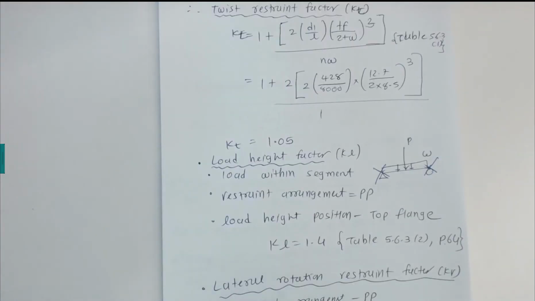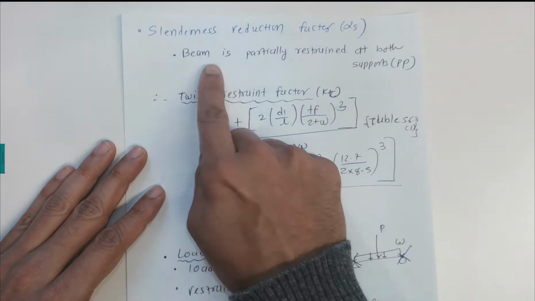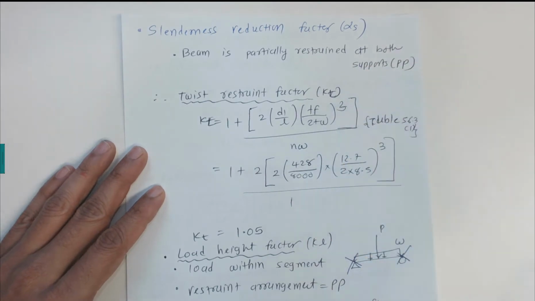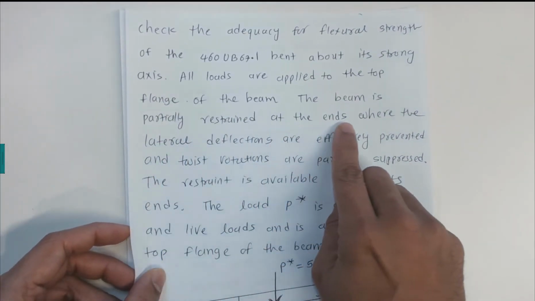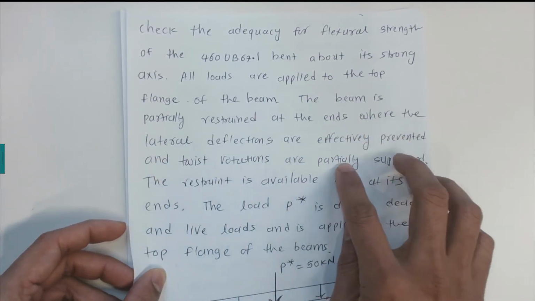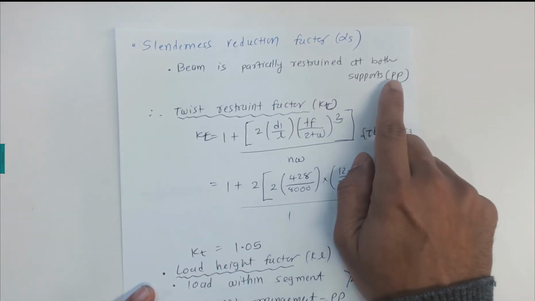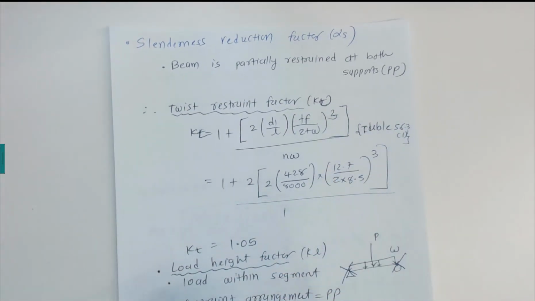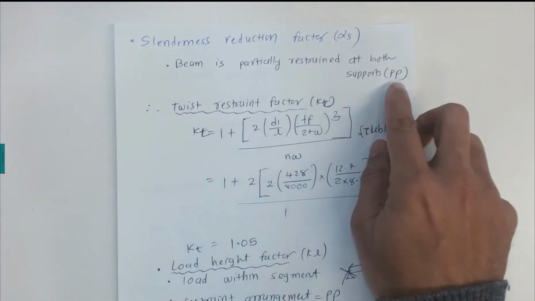Now the next step: we need to find the slenderness reduction factor alpha s. The beam is partially restrained at both supports, as given here. The beam is partially restrained at the ends where the lateral deflections are effectively prevented, and so on. These conditions are given in the question, so we can say it is a partially restrained condition at both ends. So we can say that the P condition here is PP.